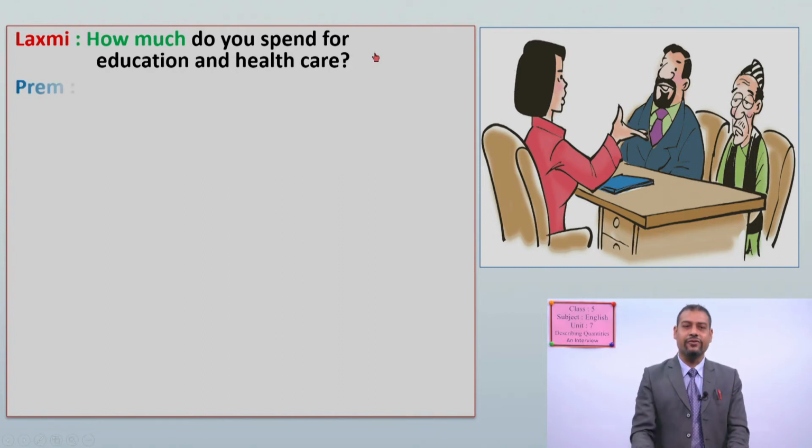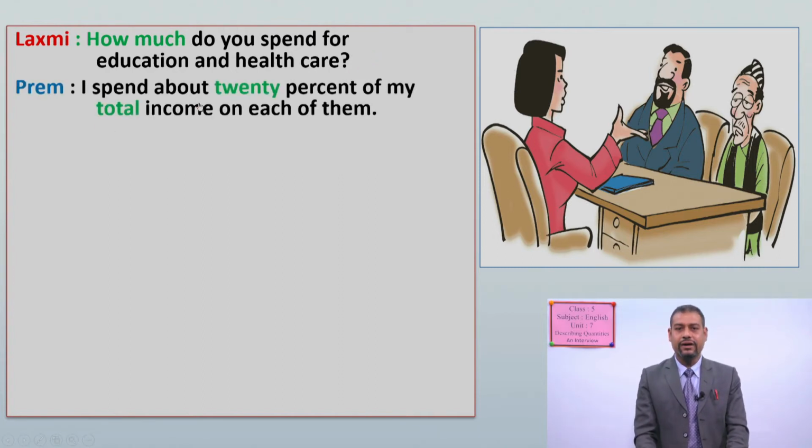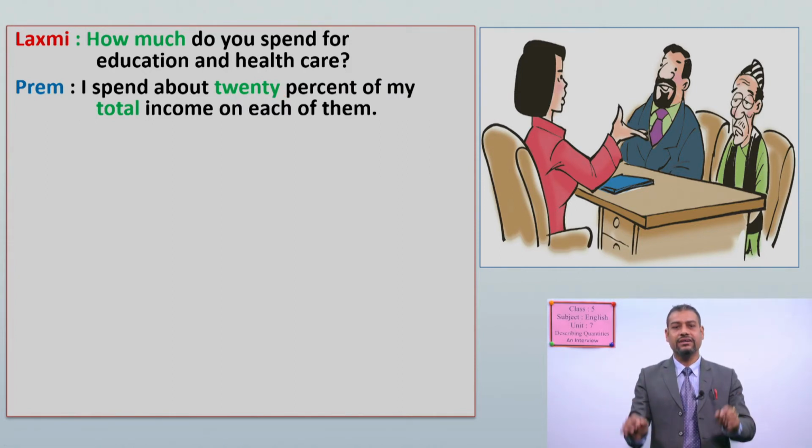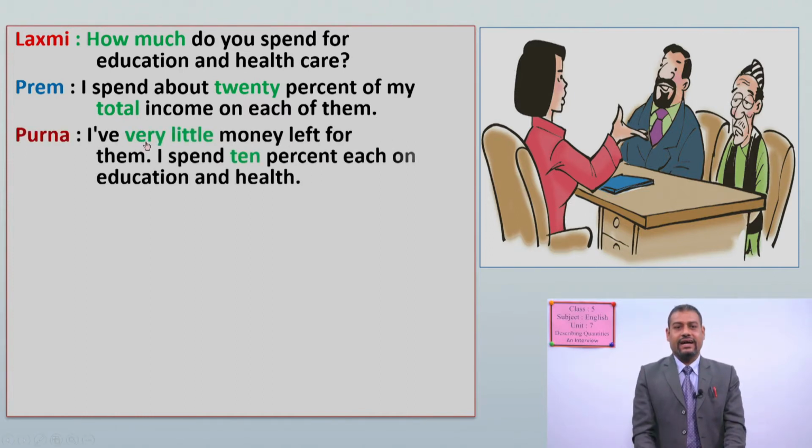Now, Prem says, I spend about 20% of my total income on each of them. Okay. So, how much? It is 20%. 25% on food and clothes, then 20% on education and health care. Can you guess how much Purna spends? Now see. Purna says, I have very little money left for them. I spend 10% each on education and health.